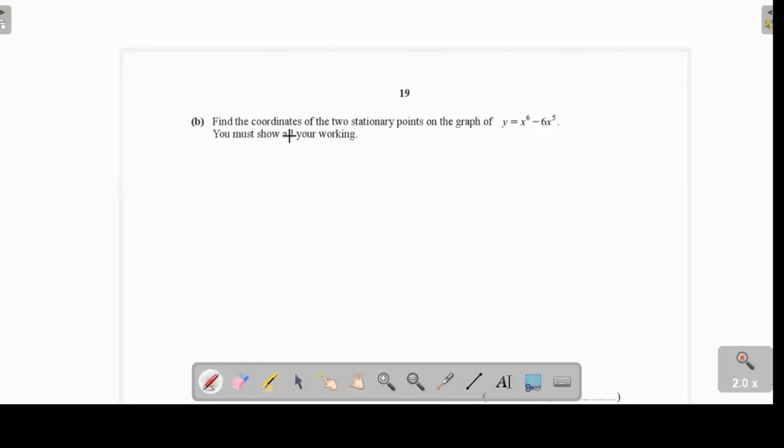Now part B, find the coordinates of two stationary points on the graph y equal to x^6 minus 6x^5. Now we use differentiation to find the stationary points. The function is y equal to x^6 minus 6x^5. Now at the stationary points, the derivative of the function is equal to 0.